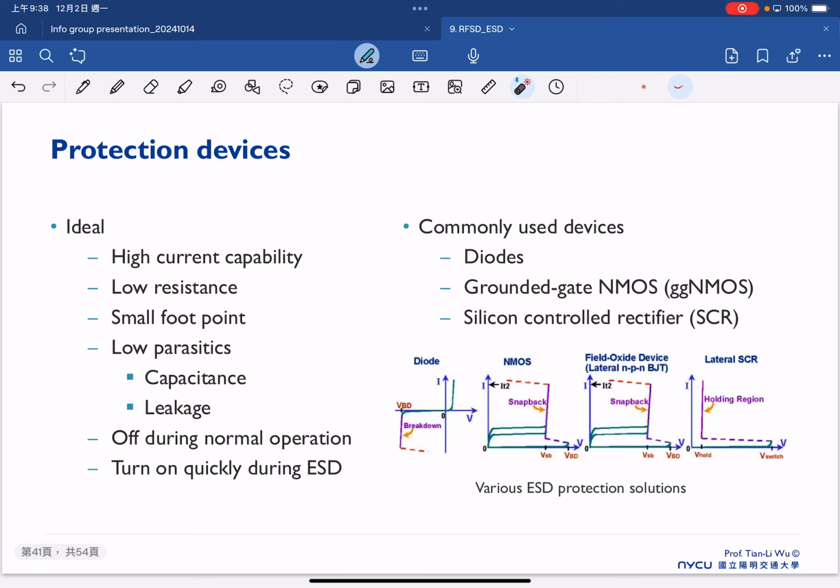If we talk about the ideal characteristics that we wish this protection device to have, first we need to make sure this device has good high current capability and low resistance. Also, we want a small footprint, because that reduces the size and the cost. And we want low parasitics, low capacitance, and low leakage current.